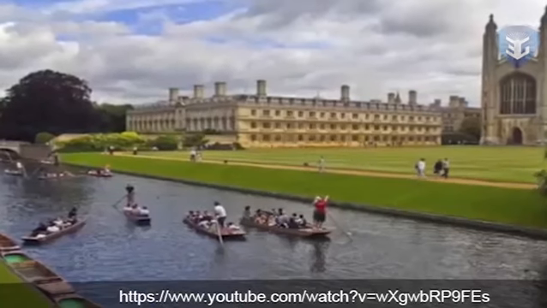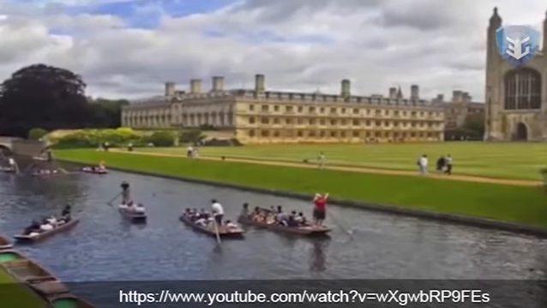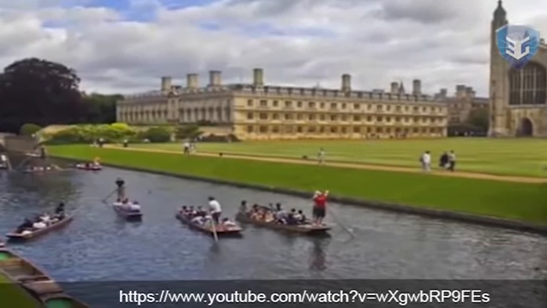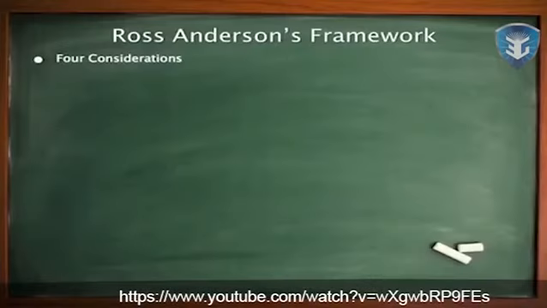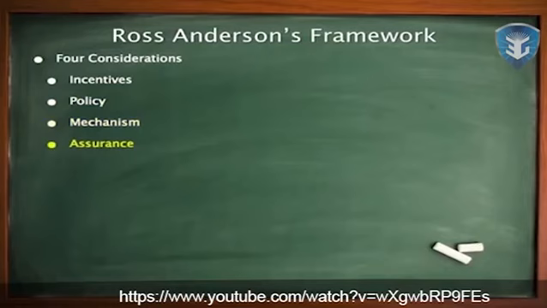Ross Anderson, a security engineering specialist who teaches at the University of Cambridge, provides a framework to think about such security issues. He proposes 4 major components by which to view a security system: incentives, policy, mechanism, and assurance. Let's take a look at these 4 components in the realm of e-commerce security.